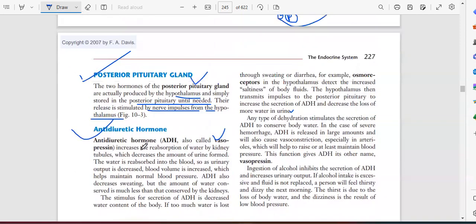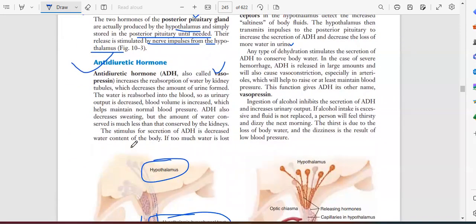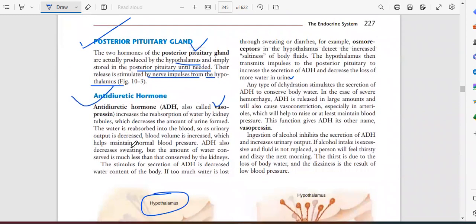So what will happen whenever we have diarrhea, any vomiting? We have a receptor, that is osmoreceptors. Where is it present? It is present in the hypothalamus. So the hypothalamus will send the nerve impulse to the posterior pituitary gland. For what? Our body fluid is being wasted from vomiting, from diarrhea, lots of water is wasted, so you need to store the water in the body.